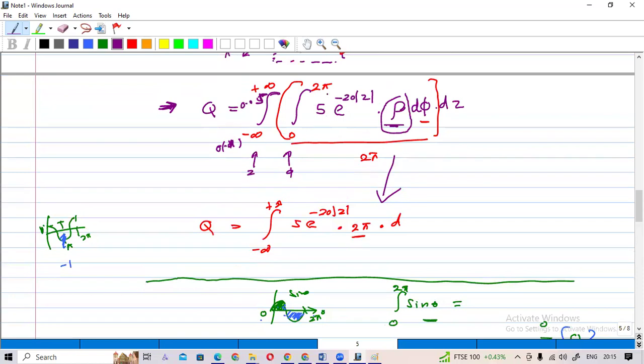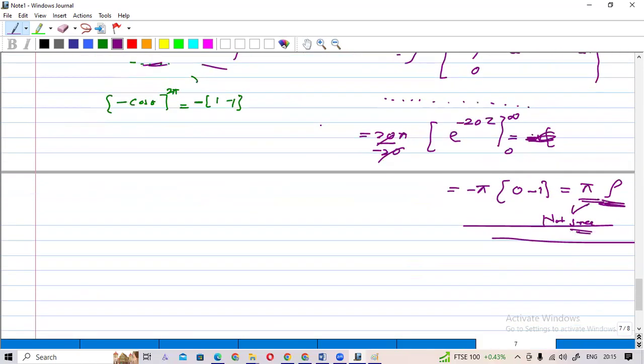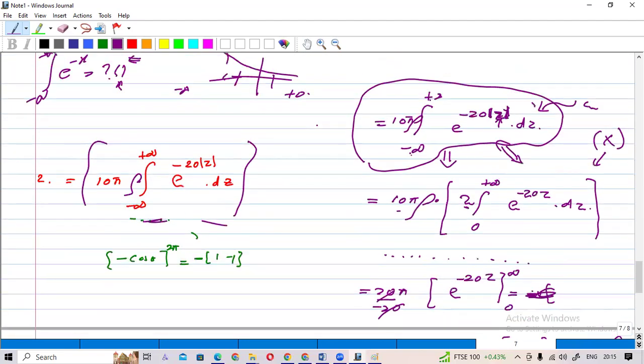So again, we have the problem integrating with this one. So you need to have a proper way to integrate this.